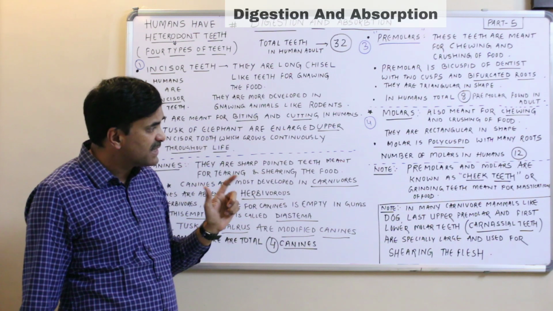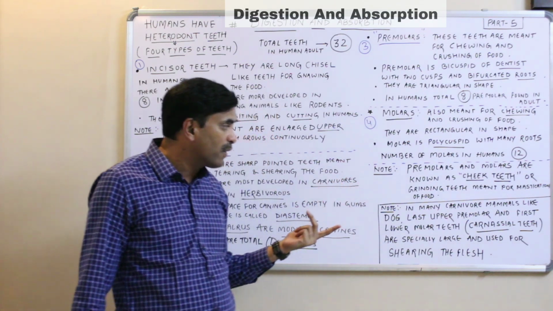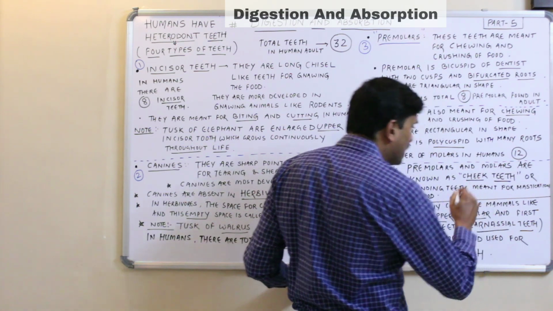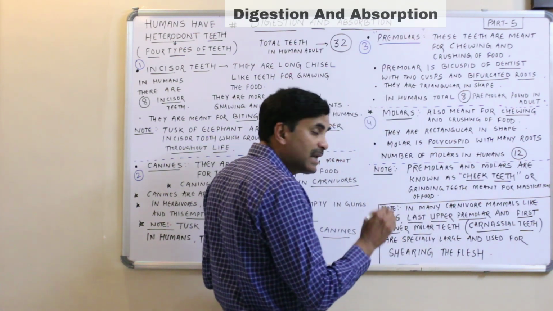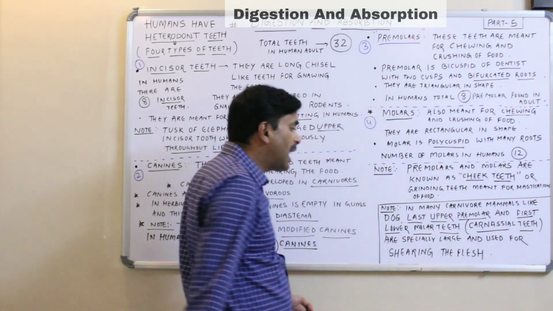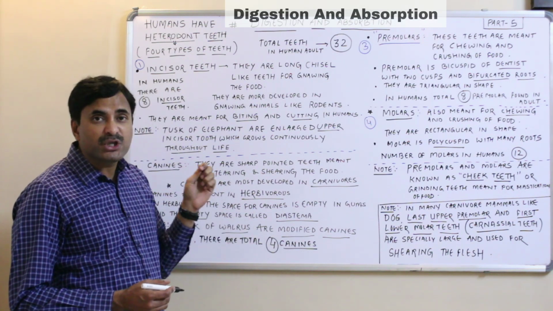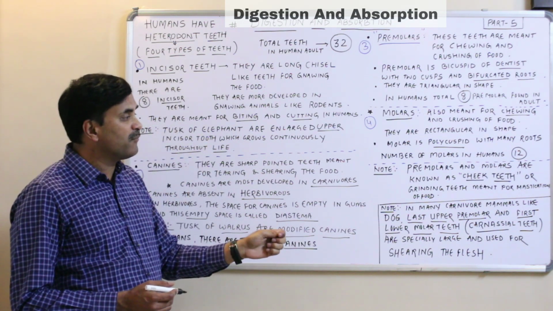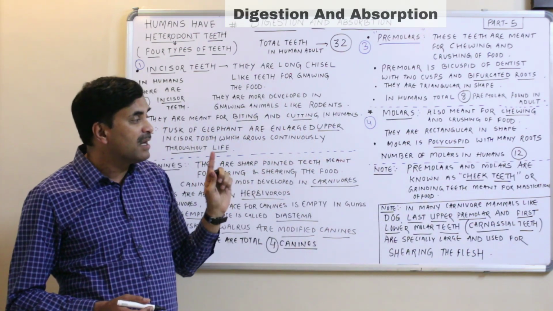One thing more I want to discuss here, that in many carnivore mammals such as the dog, the last upper premolar and first lower molar teeth, again I am repeating, the last upper premolar and first lower molar teeth are especially large, and they are used for shearing, or we can say tearing the flesh. And these teeth in these carnivore mammals are called the carnassial teeth, okay.